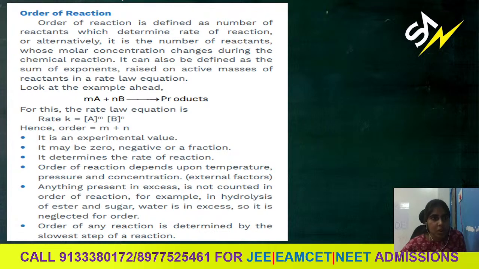Next, we see order of reaction. So, what do you mean by order of reaction? Order of reaction is defined as the number of reactants which determine the rate of reaction. So, molecularity does not show rate of reaction, and this order shows which determine the rate of reaction, or alternatively it is the number of reactants whose molar concentration changes during the chemical reaction. Understand this?